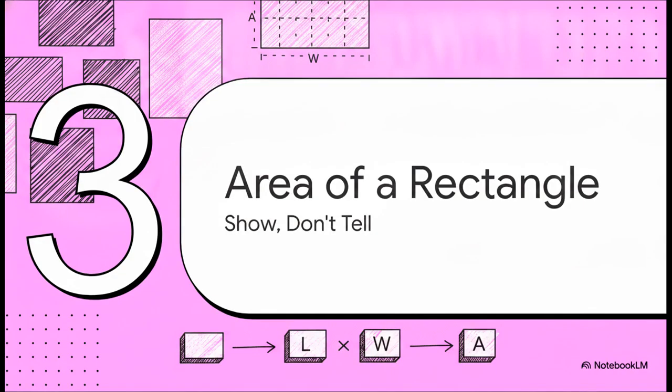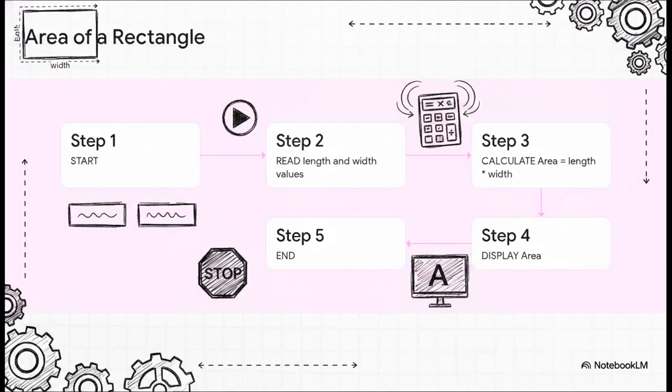Okay, let's jump into Section 3, example area of a rectangle, show, don't tell. We're going to break down a super simple step-by-step example just to see how this actually looks in practice. Notice how we use clear, capitalized keywords to structure our logic here. We've got Step 1, start. Step 2, read length and width values. Step 3, calculate area equals length times width. Step 4, display area. And Step 5, end.